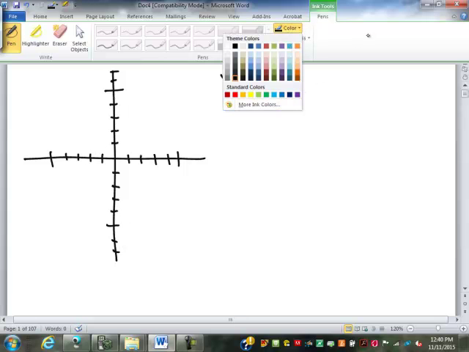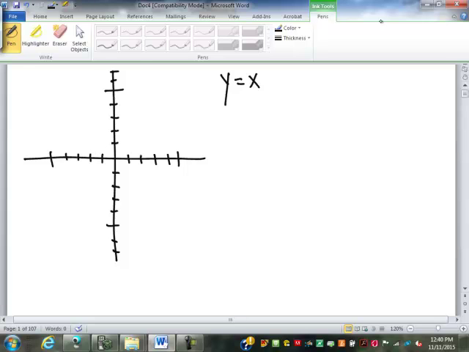Okay, so if y equals x, I'm just going to take a couple points. If x is -3, what's y? -3, that's going to be right there. If x is -1, what's y? -1. If x is 0, 0. If x is 2, y is 2.